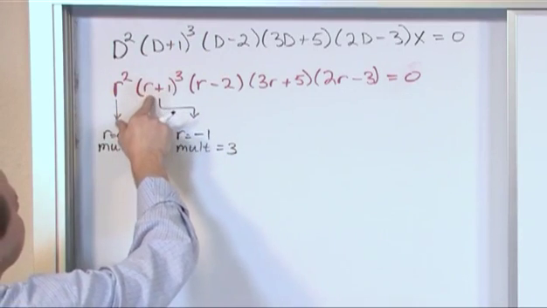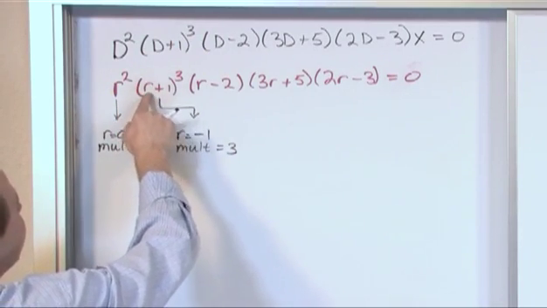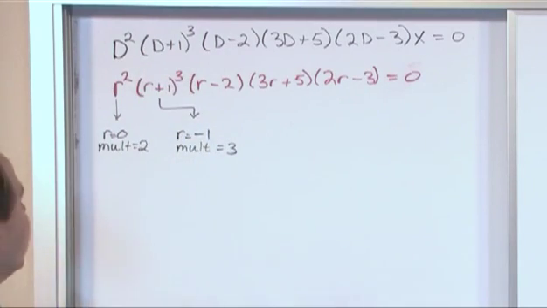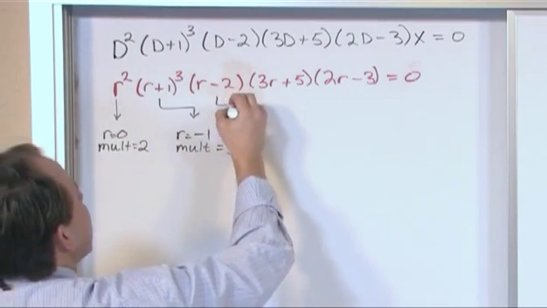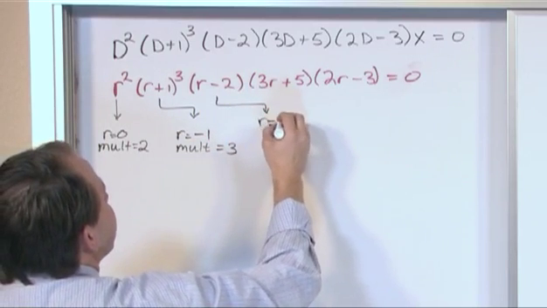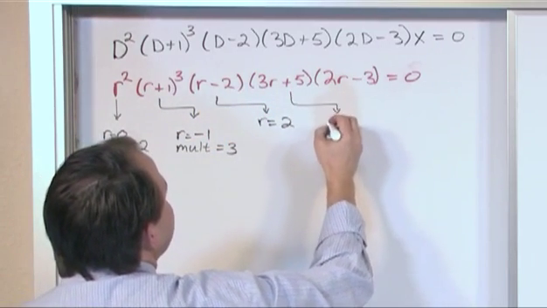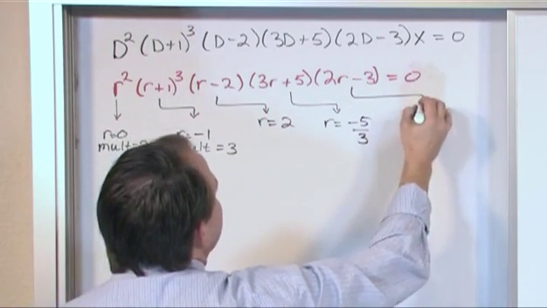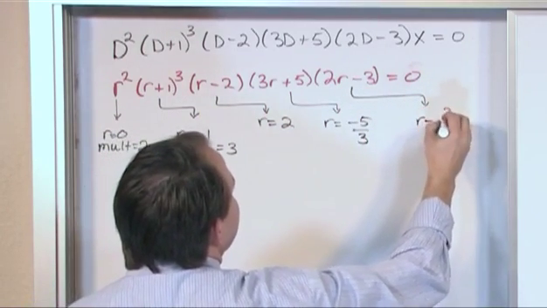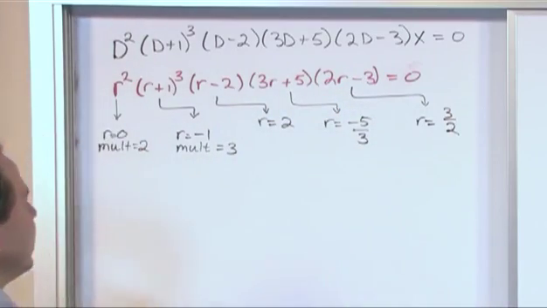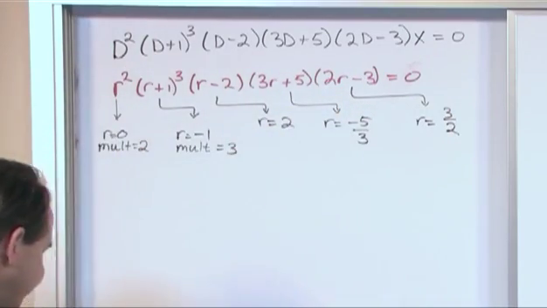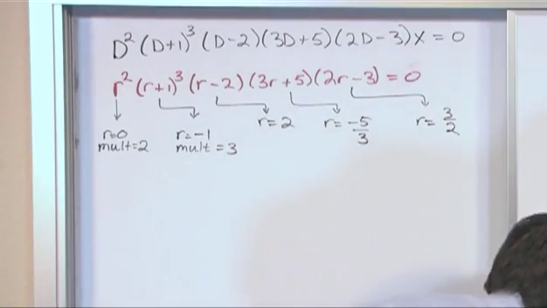So when you take this guy like this, then you just solve for the root one time, and notice that since you kind of have 3 of them there, it's a multiplicity of 3, so that's how we get that. This guy is r is equal to 2. This guy is r is equal to negative 5/3, and this guy is r is equal to 3/2. You should be able to convince yourself that this is all you're doing here. You're just taking each of these terms and setting it equal to 0. Just like you might expect.